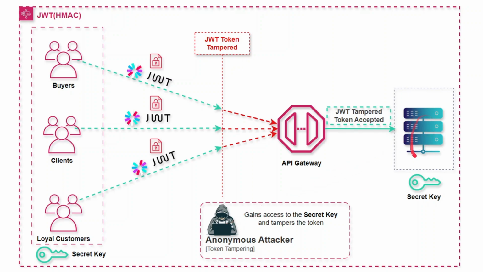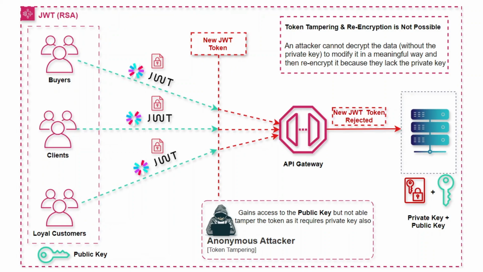Imagine that this is financial data, and the anonymous attacker gains access to the secret key. He will be able to decrypt the data and re-encrypt it, and then probably send the data to this server. The server will validate the token, and if the token is valid, it is going to respond to this anonymous attacker with the data. Okay. So in order to avoid this kind of token tampering, we have something called JWT asymmetric encryption with RSA.